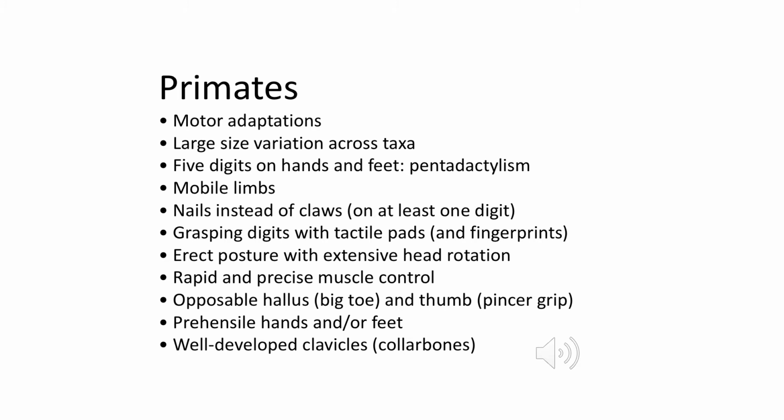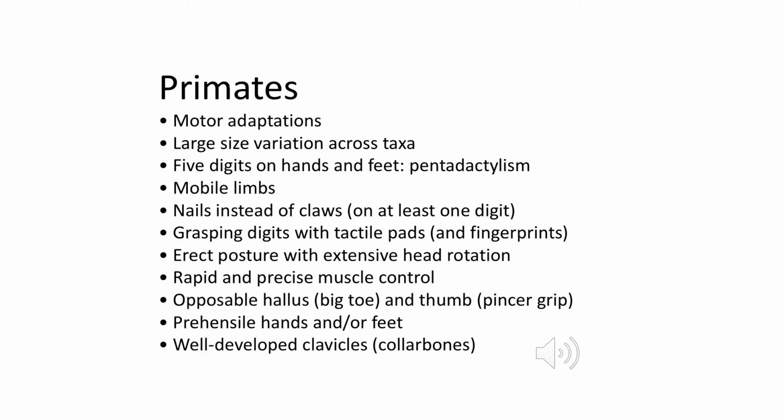Again, there's a large size variation across the entire taxa, but we're going to be looking for a trend towards pentadactylism, right? That's 5 digits on hands and feet. We're going to have mobile limbs. Again, this is a trend. Our little prosimians, their limbs are going to function more like a cat or a dog, where they move forward and backwards, and we're going to trend towards a more mobile limb. So humans and apes, we can move our arms and legs 360 degrees in that ball and socket joint. We have very flexible shoulders and hip joints.